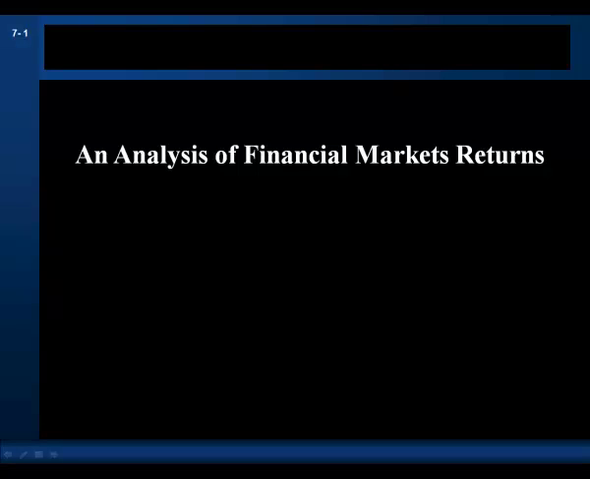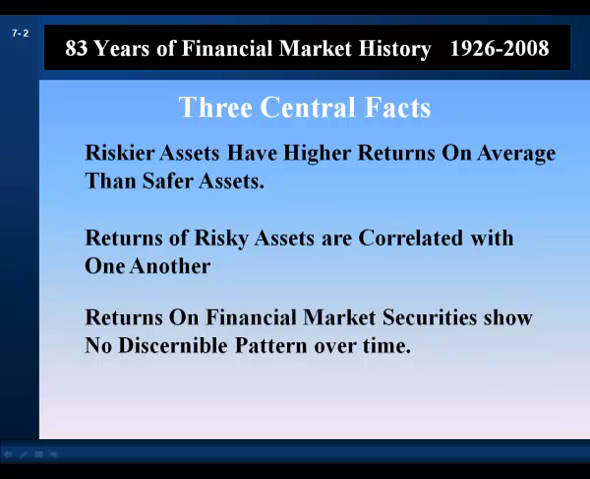An analysis of financial market returns. Using the historical record, a statistical analysis on returns on securities traded in the financial markets demonstrates three central facts. Riskier assets have higher returns on average than safer assets. The returns of risky assets are correlated with one another, and the returns on financial market securities show no discernible pattern over time. Let's look at the historical record and the statistical measures.